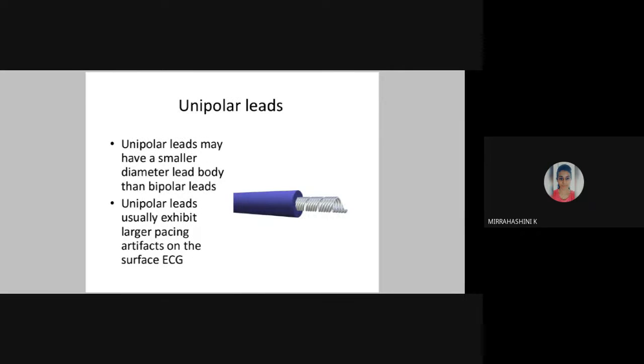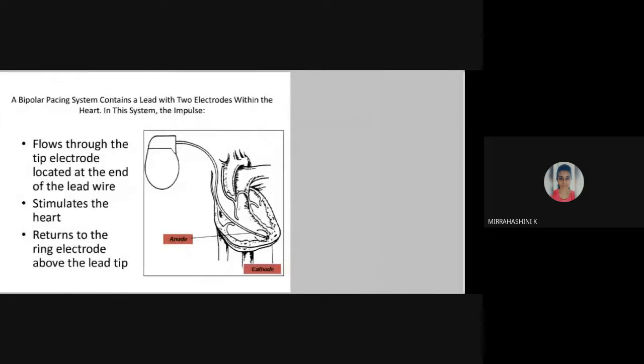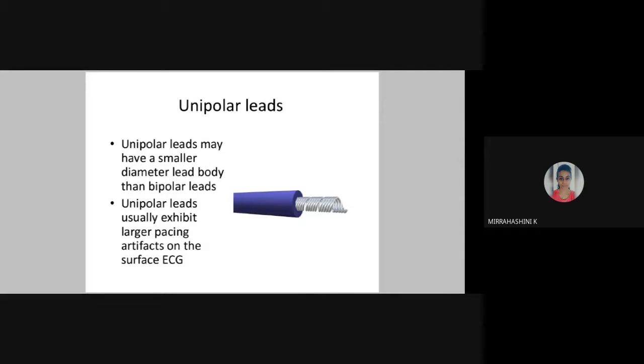Next one is unipolar and bipolar leads. So when you look at the tip of the leads, here in the picture it's not clear, but if you look at the actual lead, this is how it looks like. So unipolar lead will have a smaller diameter and it usually exhibits larger pacing artifacts on the surface ECG. So when you are going to measure ECG using a unipolar pacemaker system, then you will have larger pacing artifacts because since it has only one electrode, you will have larger number of artifacts. So what is an artifact? Artifact is any unwanted signal, right? So when you measure any physiological parameters, whatever is not our interest, that is an artifact, right?